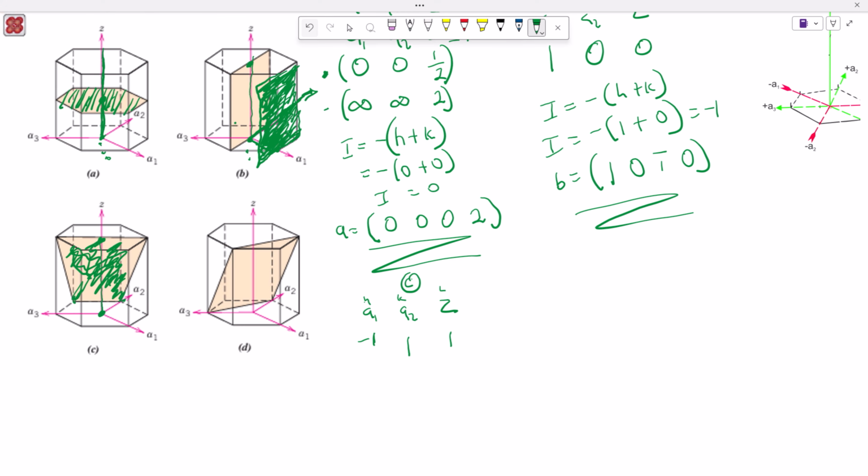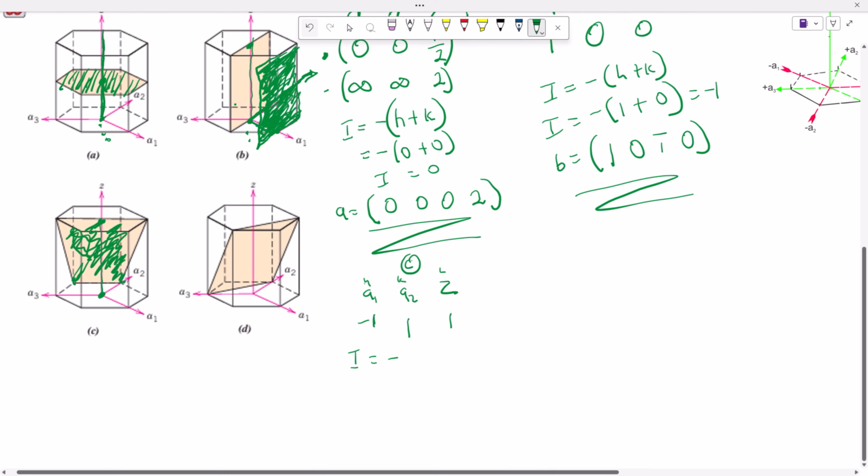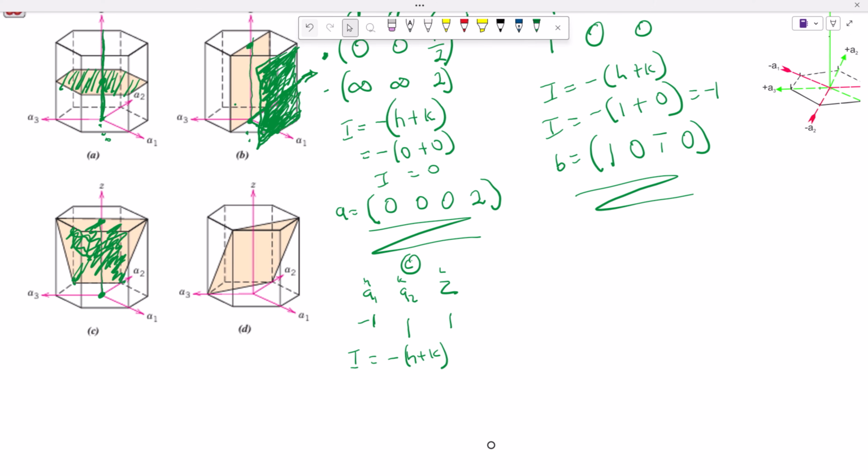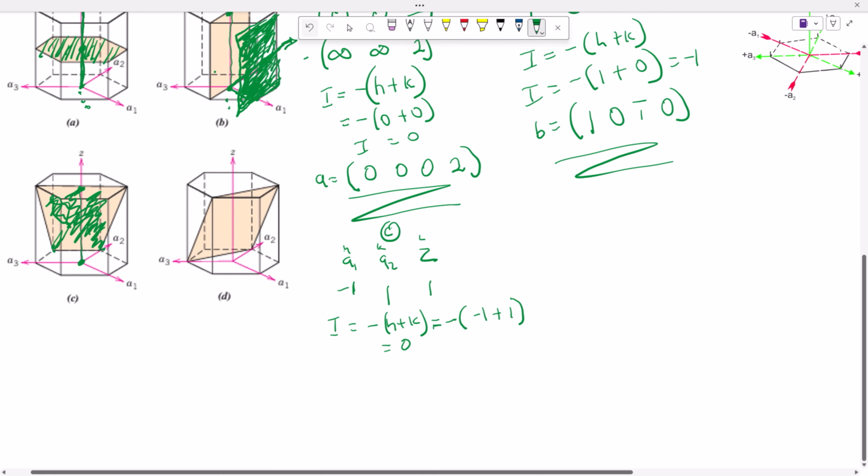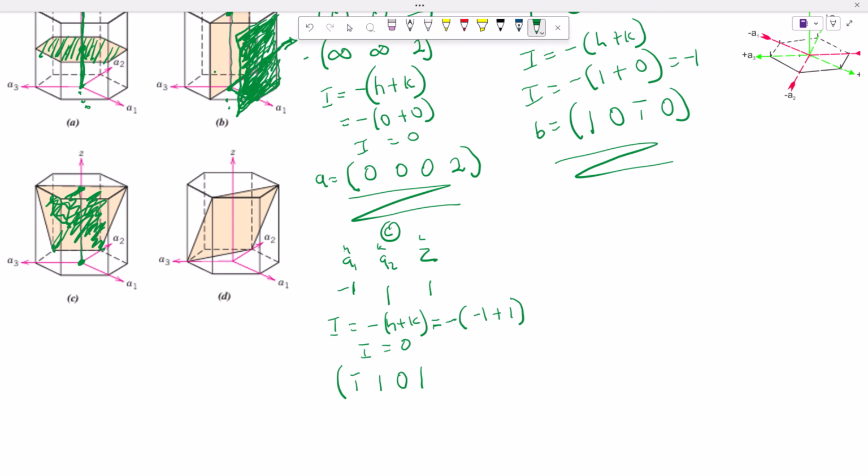So let's look for our I. I is equal to minus (H plus K). So our I is equal to negative, sorry, negative of minus 1 plus 1. I think this is 0, so minus 0. So our I is equal to 0, right? So by the time we take the indices of the plane, we have bar 1, 1, 0, and 1. So this is for our C. C is equal to this. Now let's solve for our D.